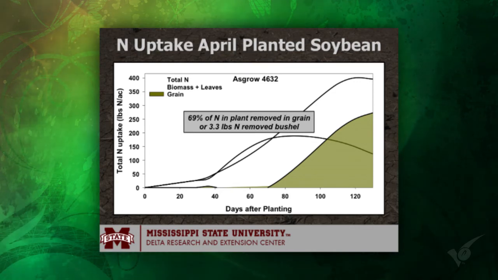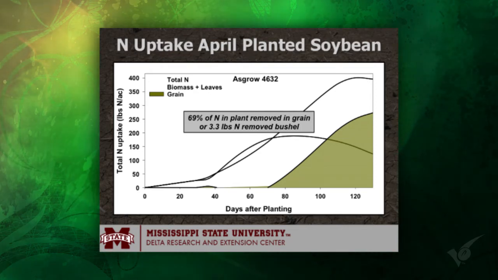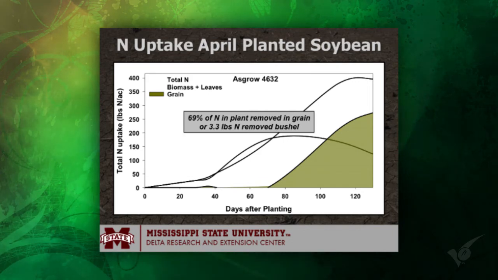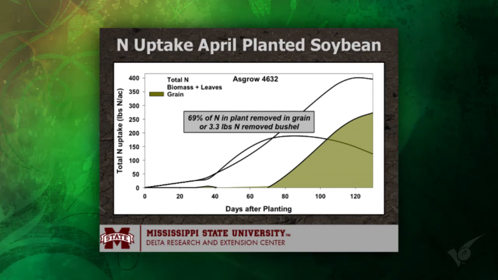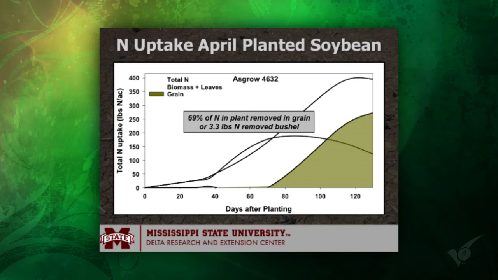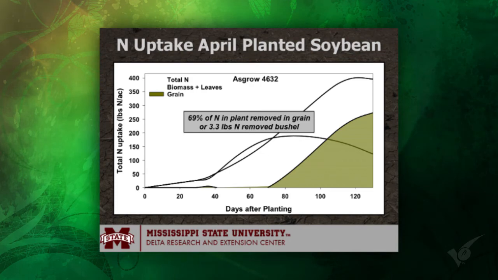Okay, so what we see is about 60 days after planting, we really start increasing our nitrogen load in the plant, and then somewhere 80 days after planting, around R5 stage, the nitrogen in the plant really starts sinking to the grain. Okay, and we've taken upwards of 350 units of nitrogen out. So what we observed is 69% of the nitrogen in the plant was removed in the grain, or 3.3 pounds of N removed per bushel. That lines up very close and identical to the national average for nitrogen.